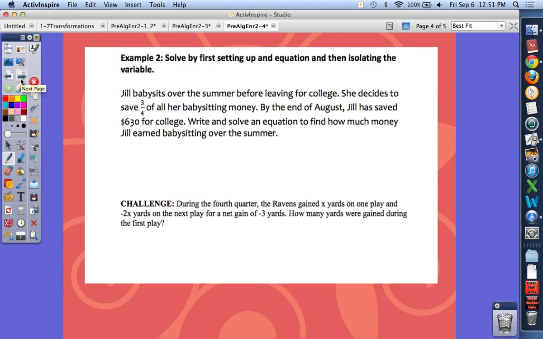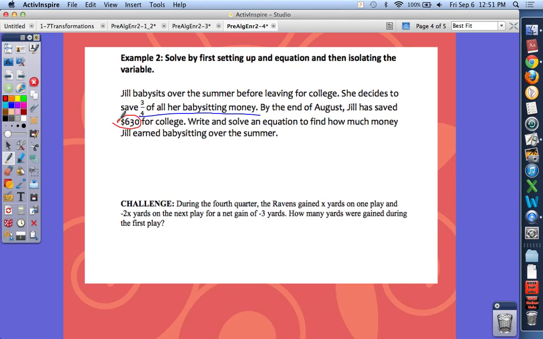With this word problem, you need to set up the equation and then show how to solve it. Jill babysits over the summer before leaving for college. She decides she's going to save 3/4 of all of her babysitting money. That's going to be important. By the end of August, Jill has saved $630 for college. Write and solve an equation to find out how much money Jill earned babysitting over the summer.